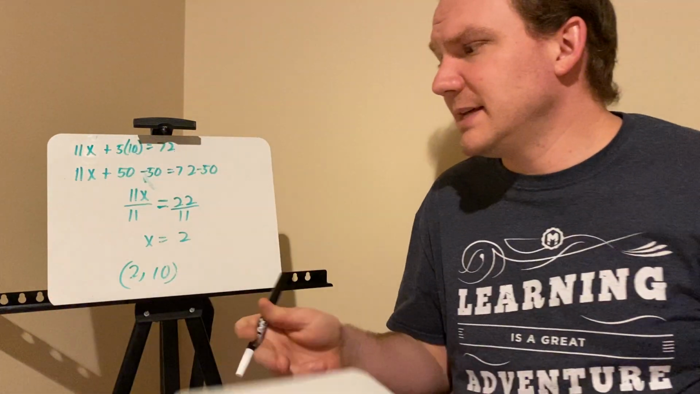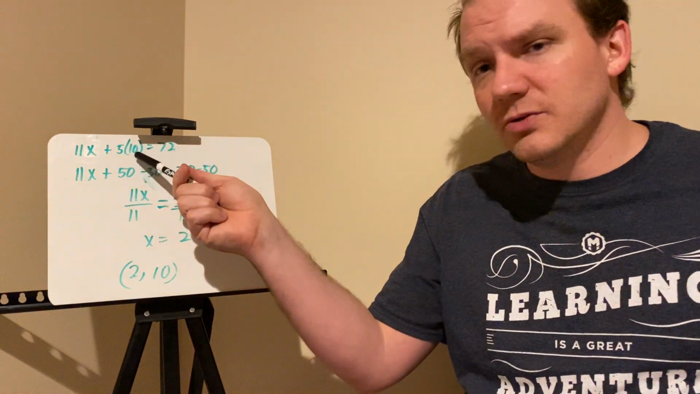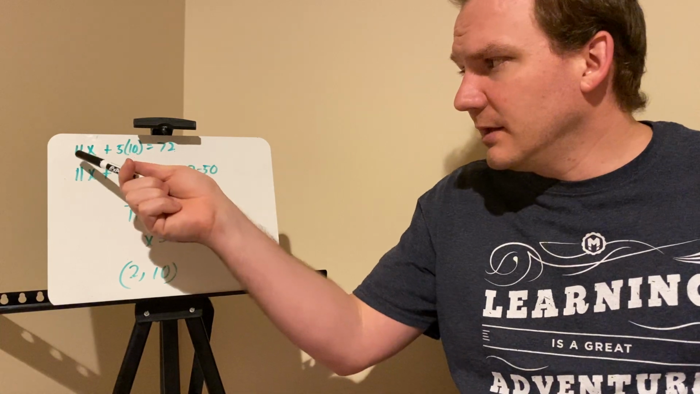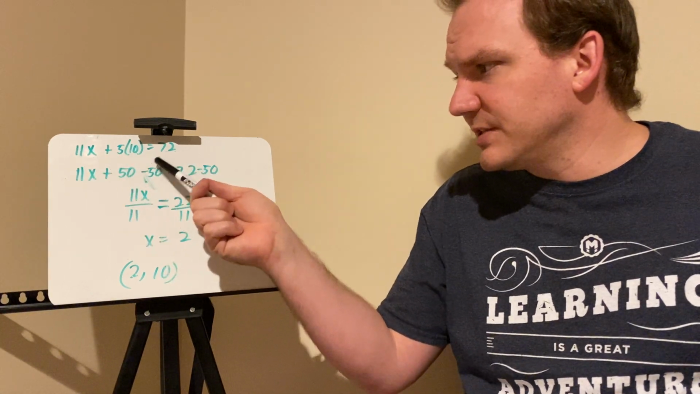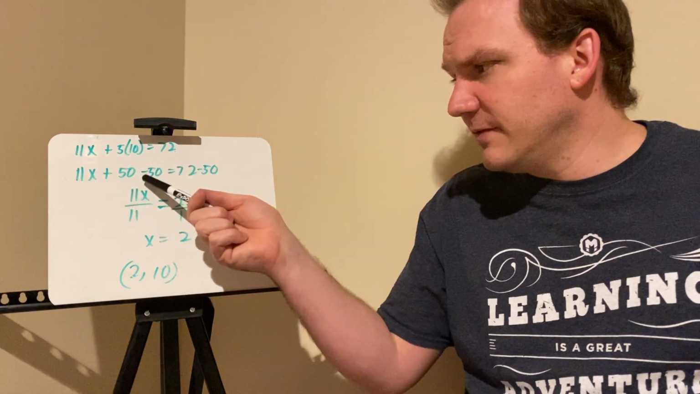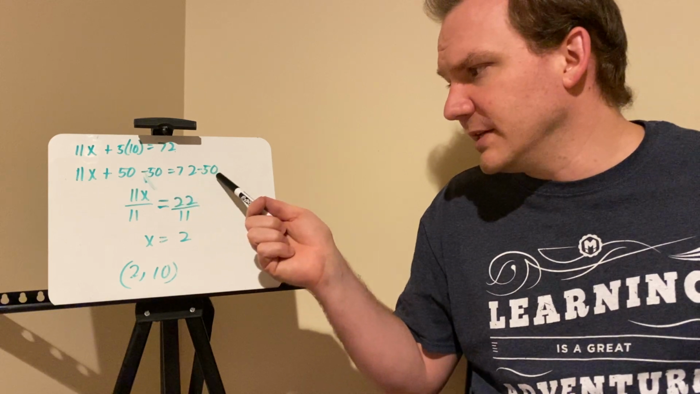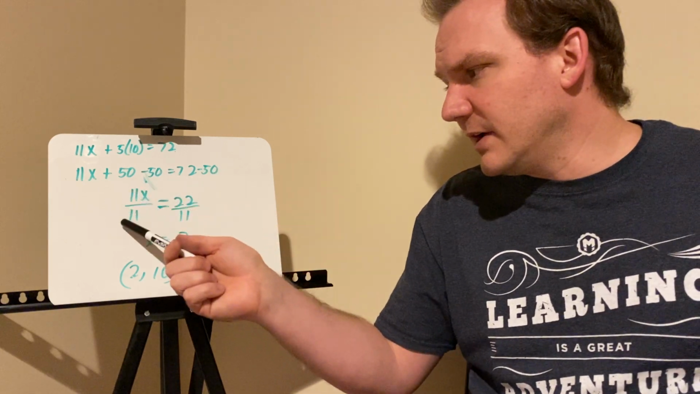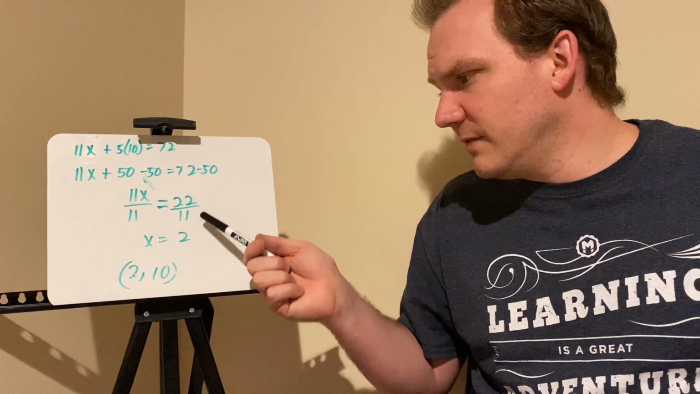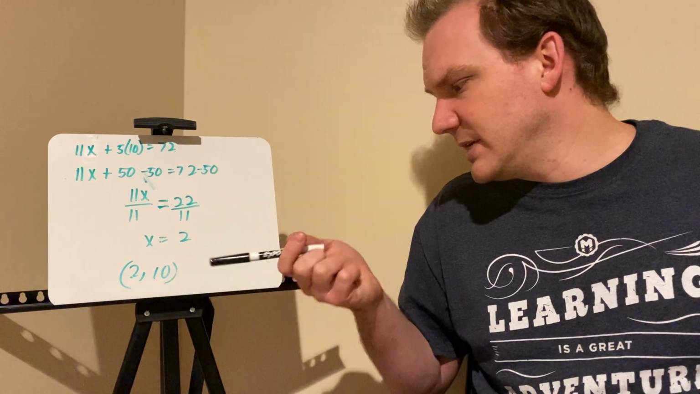And so I took that 10 and I substituted it back into one of the original equations. 11x plus 5 times 10 equals 72. 11x plus 50 minus 50 equals 72 minus 50. 11x divided by 11 equals 22 divided by 11, so x equals 2. So I got (2, 10).